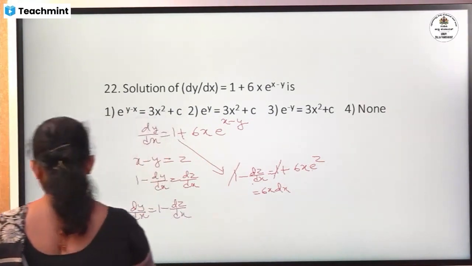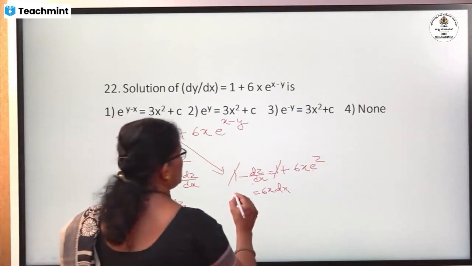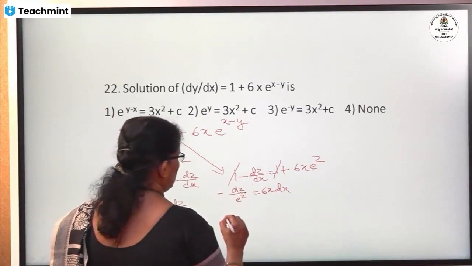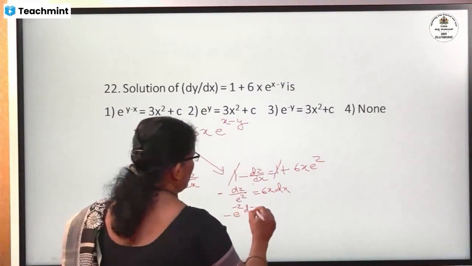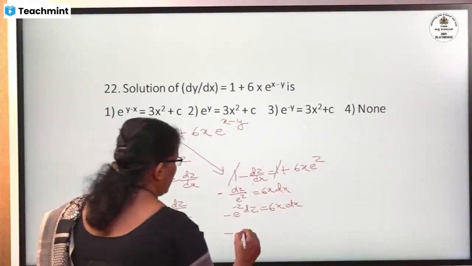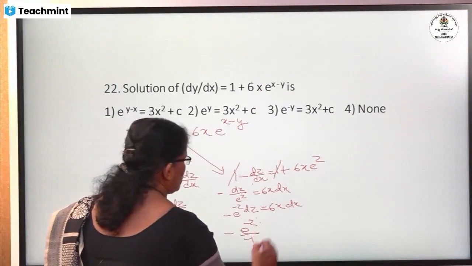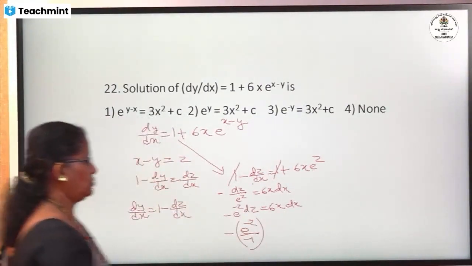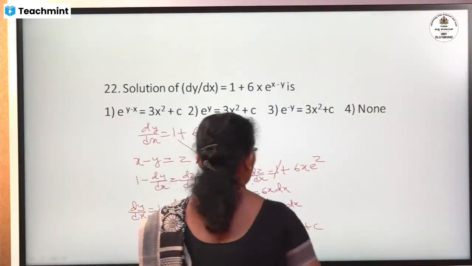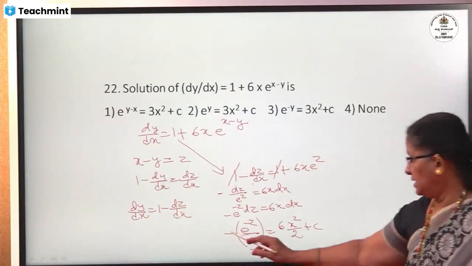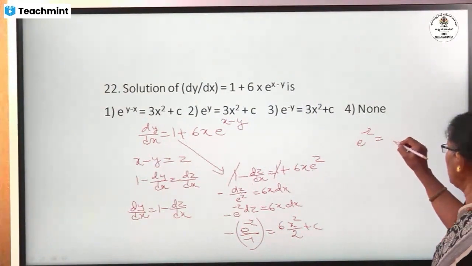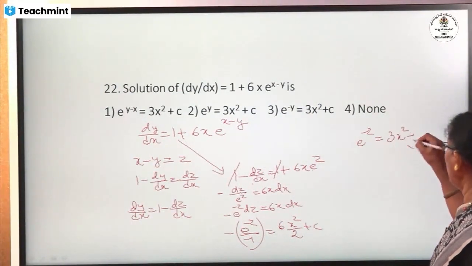Let me write it once again. So this is dz by e power z. There is a minus sign. So that becomes minus e power minus z equal to 6x dx. Now if I integrate, what is integral of e power minus z? E power minus z by minus 1. And what is integral of x? X squared by 2 plus c. This minus and this minus will become plus. What remains is e power minus z is equal to 3x squared plus c.